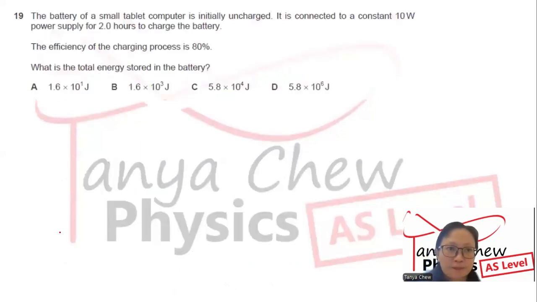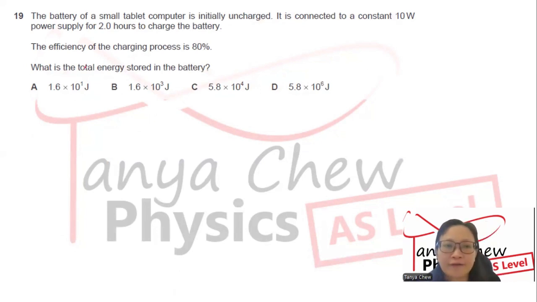The next one: the battery of a small tablet computer is initially uncharged. It is connected to a constant 10-watt power supply for 2 hours to charge the battery. The efficiency of the charge process is 80%. What is the total energy stored in the battery?